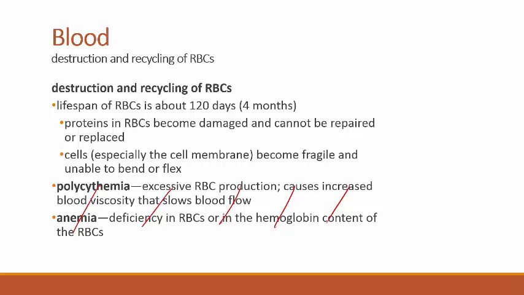The biliverdin is further converted into an orange bile pigment that's called bilirubin. This is the reason why babies right after they're born tend to get real orange looking, because they had a lot more red blood cells. They needed a lot of red blood cells when they were in utero because the processes of exchanging oxygen are more difficult. They happen more slowly at the placenta than they do in the lungs.